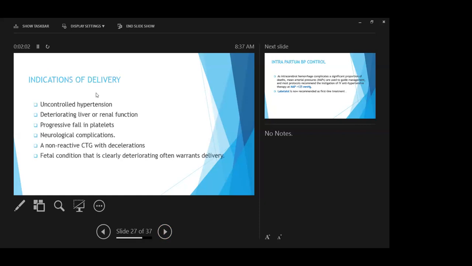So what are the indications of immediate delivery in the patients of preeclampsia? When the BP is uncontrolled, when there are deteriorating liver function or renal function tests, there is a progressive fall in the platelets, there are neurological complications, there is a non-reactive CTG with deceleration, and if the fetal condition is clearly deteriorating, it often warrants delivery.